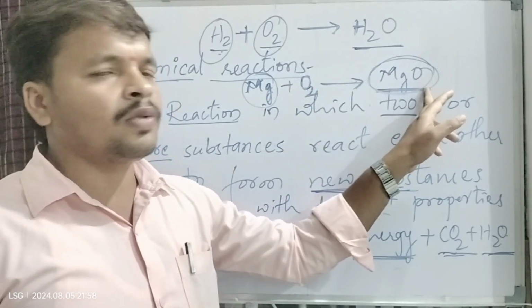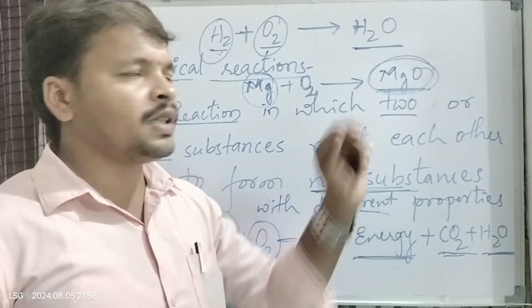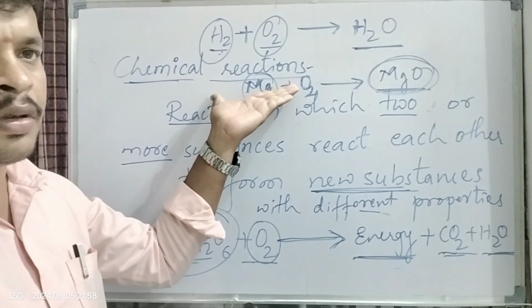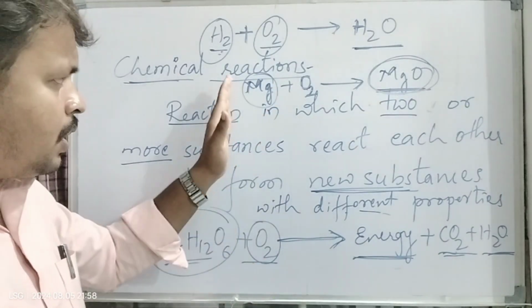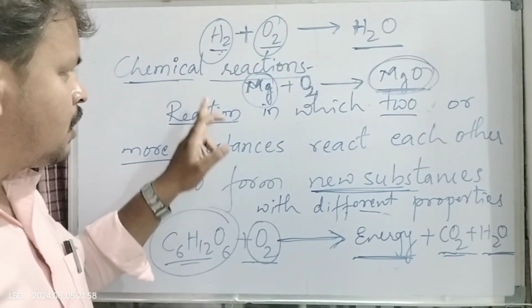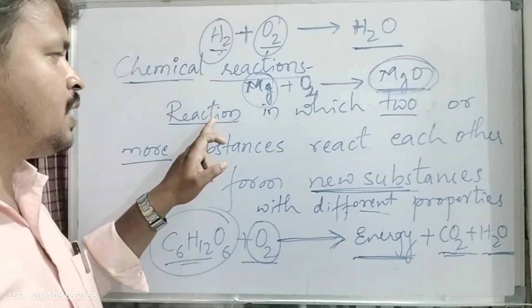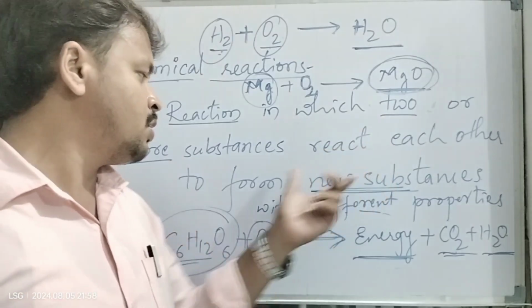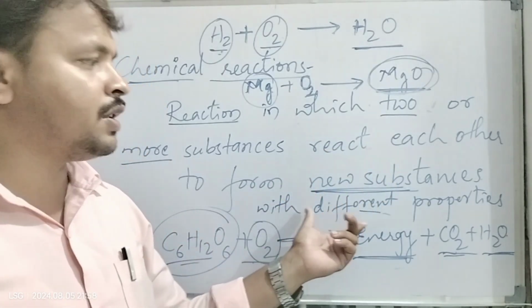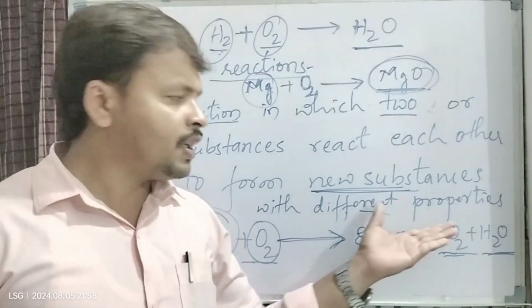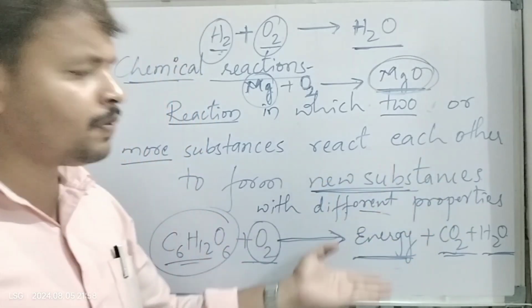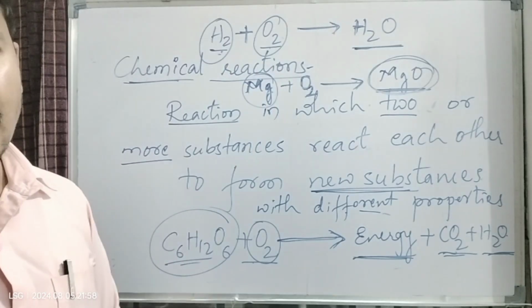After the reaction, the product that we are getting has different properties. These are several examples I have given for chemical reactions. So here we can conclude: what is a chemical reaction? It is a reaction in which two or more substances react with each other to form new substances with different chemical properties. You can write that. These are the examples you can give for chemical reactions.